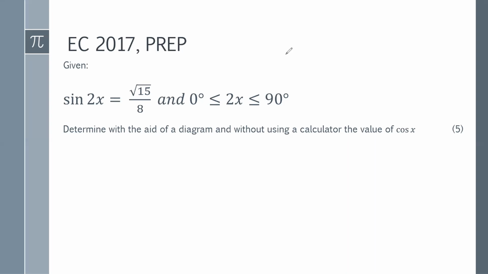Let us look at this one particular question which I have received, Eastern Cape 2017 preparatory exam, and this is paper 2. You see that because of the trigonometry. Now, the question has an instruction that says with the aid of a diagram and without using a calculator, find the value of cos x.